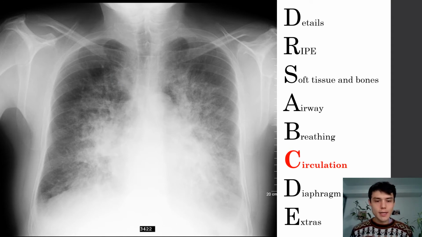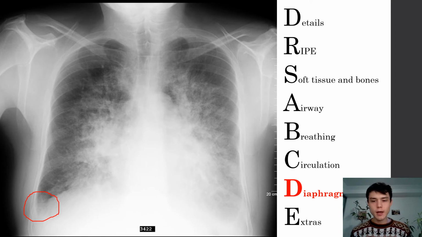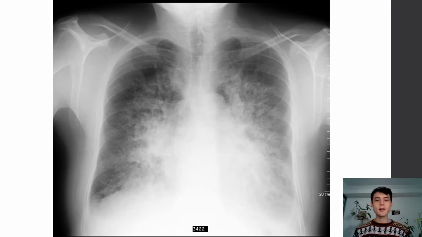In terms of circulation, the heart is wide, more than 50% of the width of the chest. D stands for diaphragm. We see some partial obscuration of both hemidiaphragms because of this edema. We can see some blunting of the costophrenic angle, and here we can't see a gastric bubble. And there's no equipment on this chest X-ray.